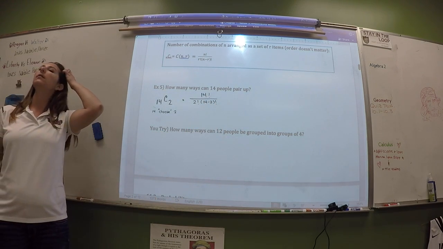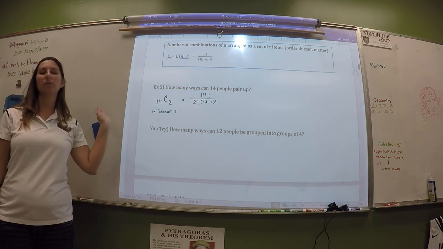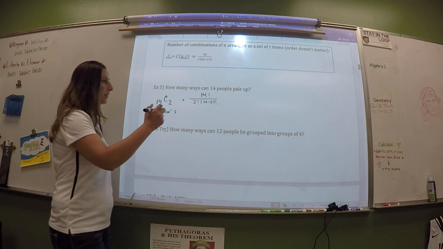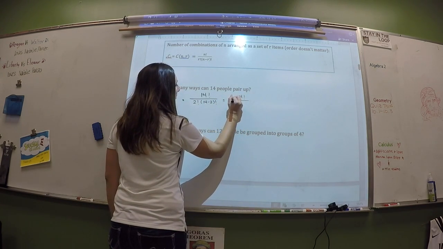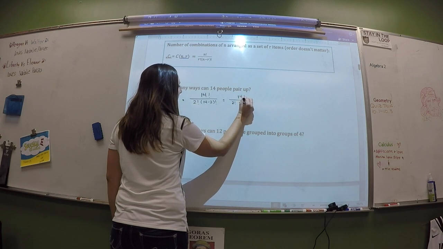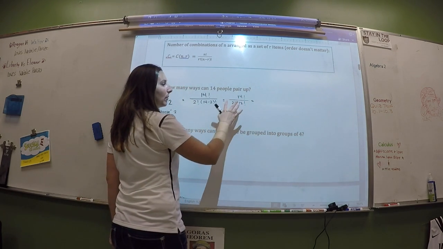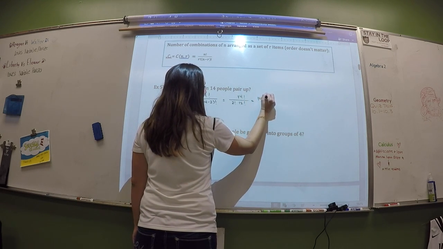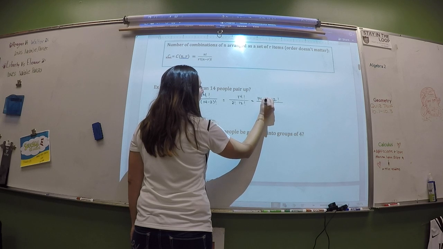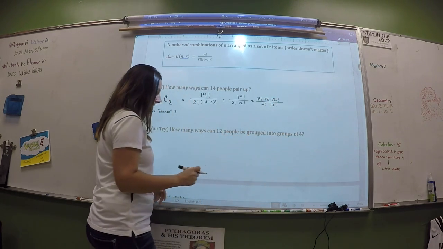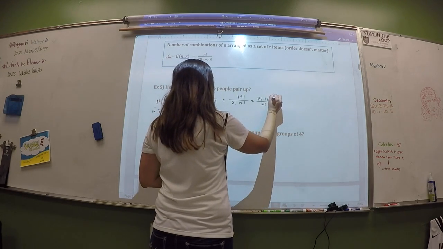So now we're going to work on simplifying it, pretending we don't have a calculator. 14 minus 2 would be 12. And then remember 14 factorial is 14 times 13 times 12 factorial. And the 12 factorial and 12 factorial will cancel each other out.